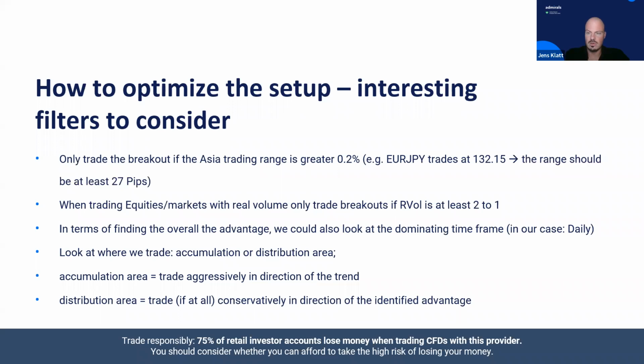So first of all, I already said it at the beginning: we have the breakout of the Asia range. It's an FX setup. We don't have volume there, so I want to be sure that there's enough volatility in the market. One way to get this is by saying the Asia trading range I'm looking at here needs to be greater than or equal to 0.2% of the currency pair, in this case EURJPY. So if EURJPY trades at 132.15, for example, then the range should be 27 pips at least. If it isn't, you don't take the trade.